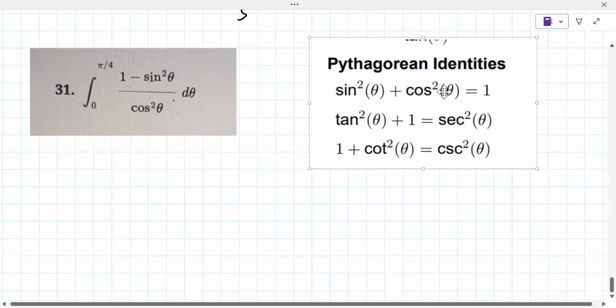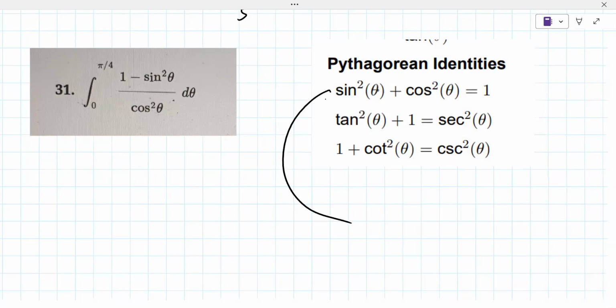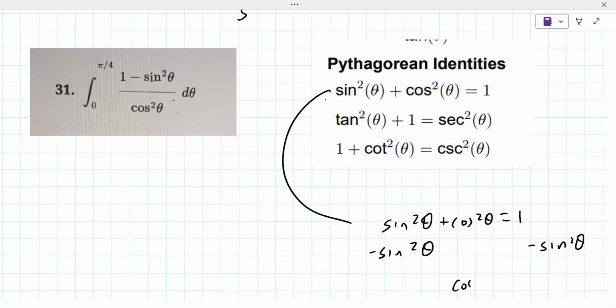1 minus sine squared theta, you might be thinking, well, that's not there. It's sine squared theta plus cosine squared theta. Well, it's not. But if you move the sine squared over, if you subtract sine squared theta from both sides, you get cosine squared theta equals 1 minus sine squared theta. The numerator becomes cosine squared theta. Right.